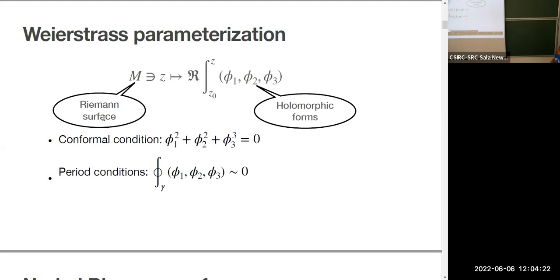So just a recall of the Weierstrass parameterization that I would use. I will use this form, and so I need a manifold M, and for each point I have a Weierstrass map, and for this map I need three, sorry, not holomorphic, meromorphic forms. And I need to solve two problems. One is the conformal condition, and the other is that if I integrate along a closed curve, this thing should be equivalent to 0, depending on my ambient space.